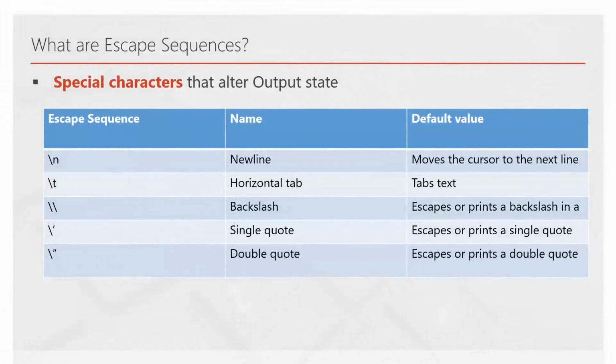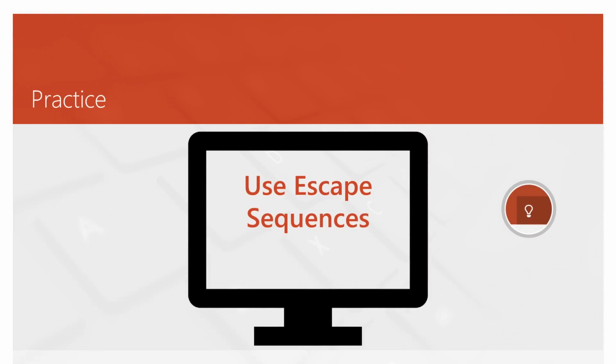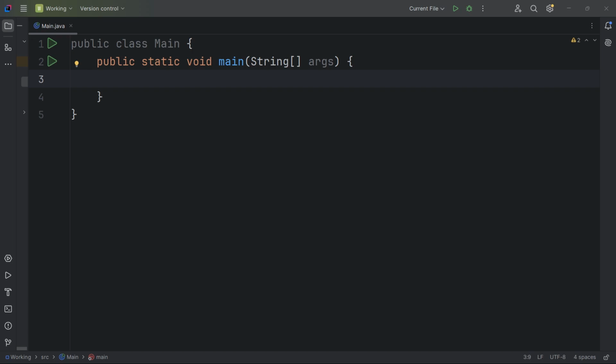Next, we have escape sequences. Now, these are special characters that can alter your output. Some examples of escape sequences in Java are the new line character, horizontal tab, backslash, single quote, and double quote. For our coding practice, we will use escape sequences. So we'll start with the new line character. So the new line character puts a line break at the end of your text.